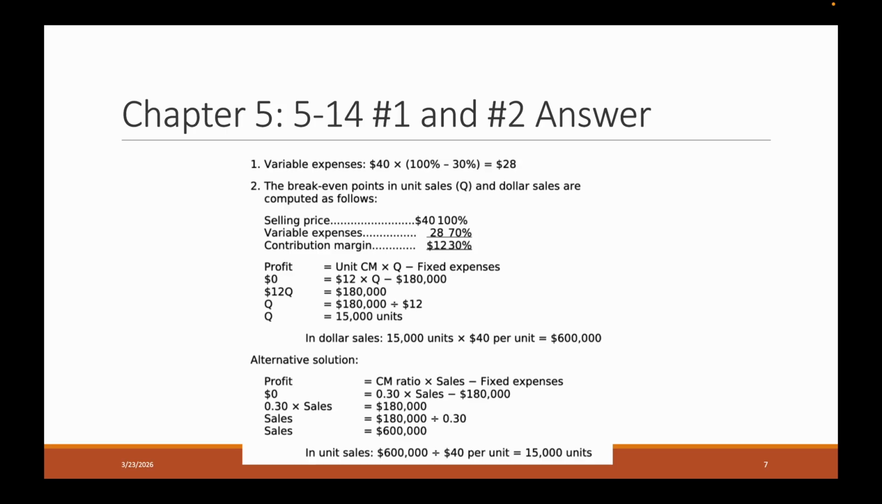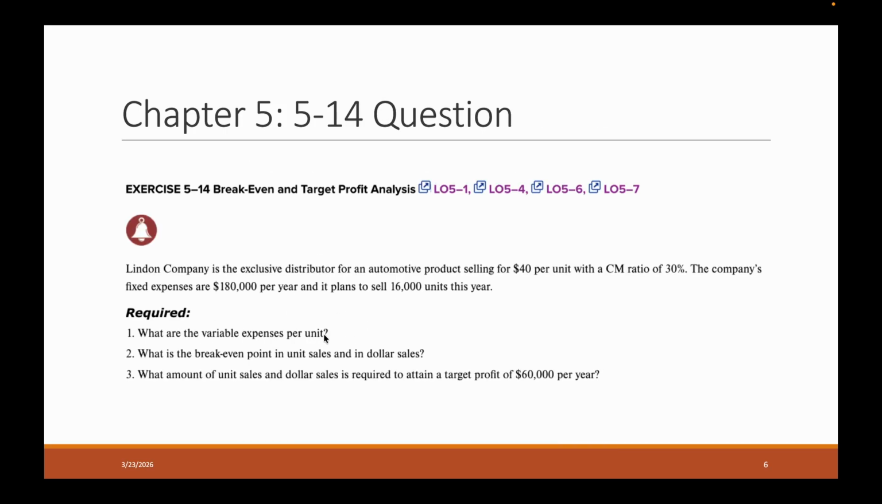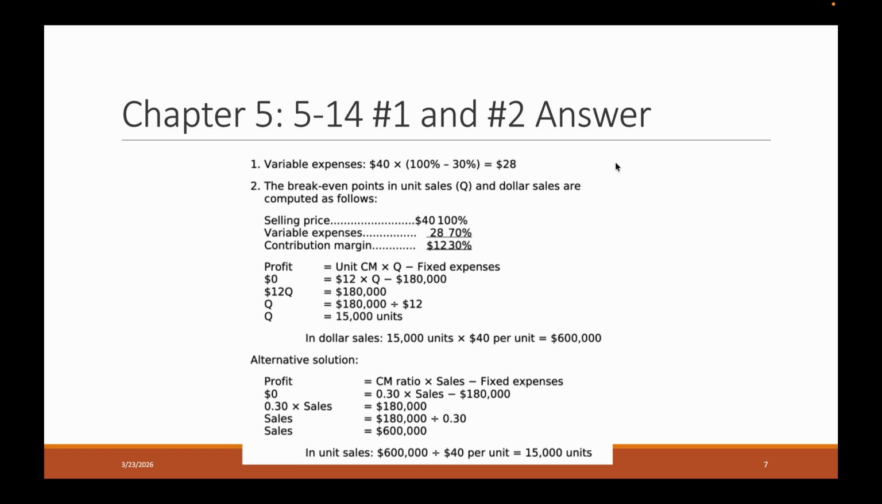Starting with question 1, what are the variable expenses per unit? In this problem, we're given the sales price of $40 per unit, and we're given the contribution margin ratio of 30%. So we can reverse engineer the equation to calculate contribution margin, and we know it's going to be sales minus variable cost is equal to your contribution margin, the ratio. So if we're given 100% of sales, we can subtract out the contribution margin, and if we're trying to find that missing variable, the missing variable expenses, well, it's going to be the remainder of that.